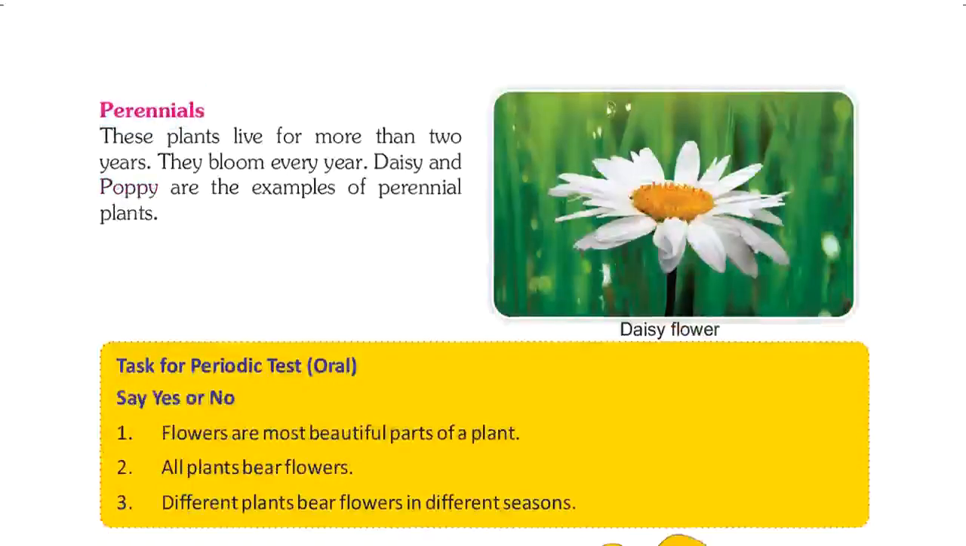Perennials. These plants live for more than 2 years. They bloom every year. Daisy and poppy are the examples of perennial plants.